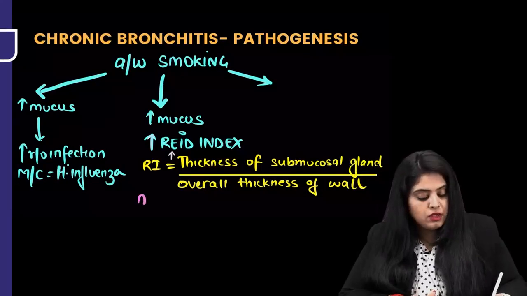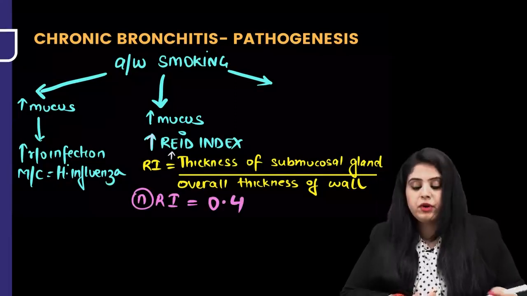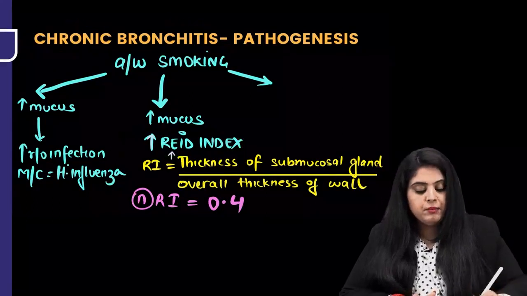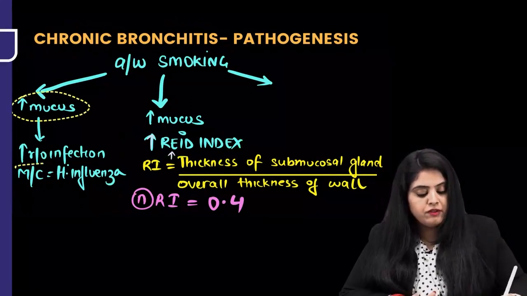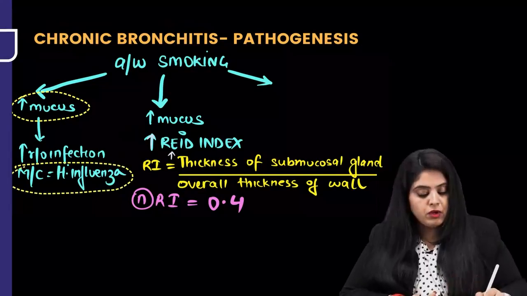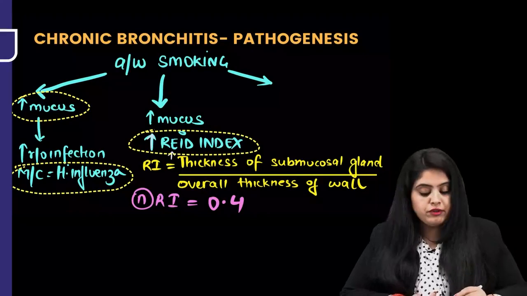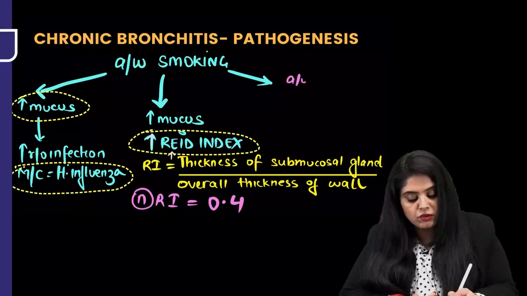So please remember, the normal Reed index is 0.4, whereas in a case of chronic bronchitis, it is more. So first thing, because of a lot of mucus, there is a lot of infection, especially H. influenza. Because of a lot of mucus, there is an increase in Reed index. Normal Reed index is 0.4. And please remember, these patients are also said to be associated with cor pulmonale.